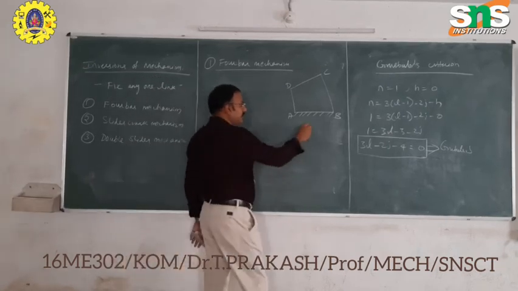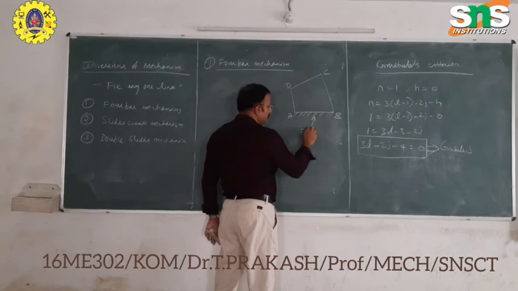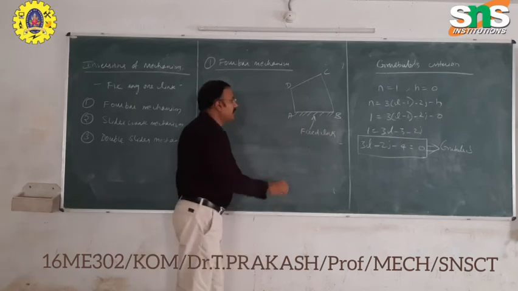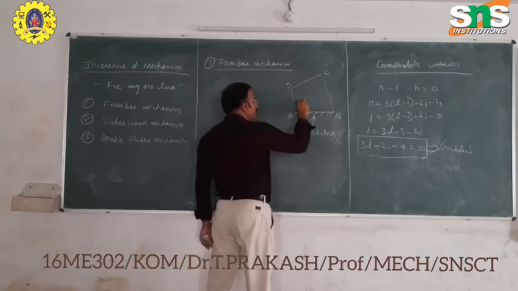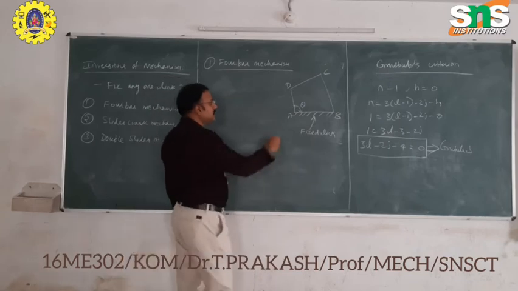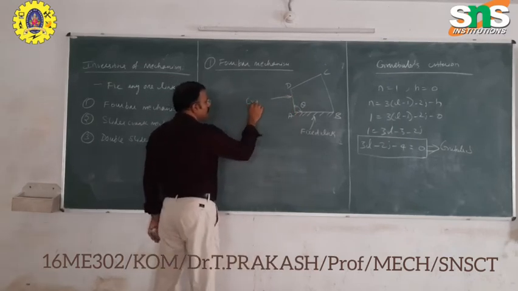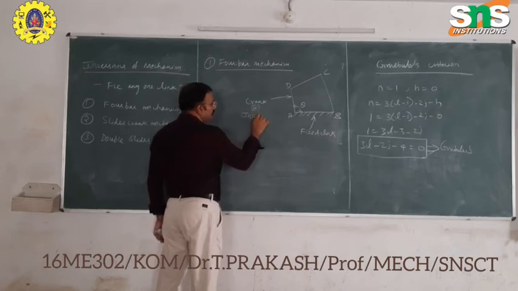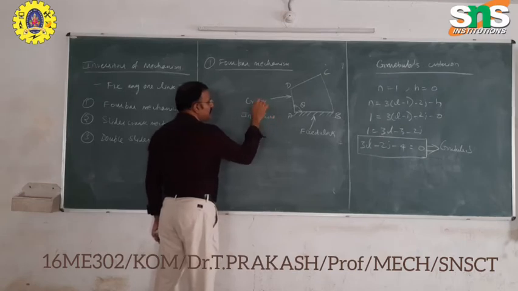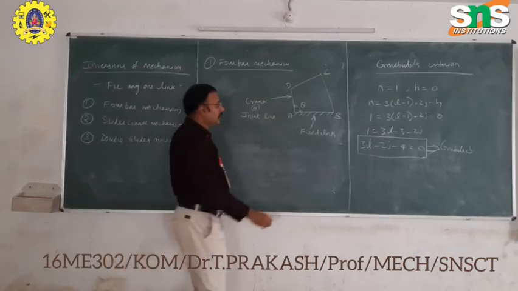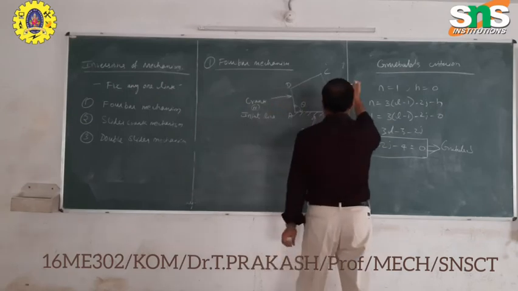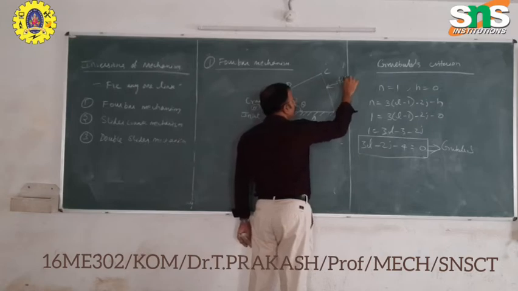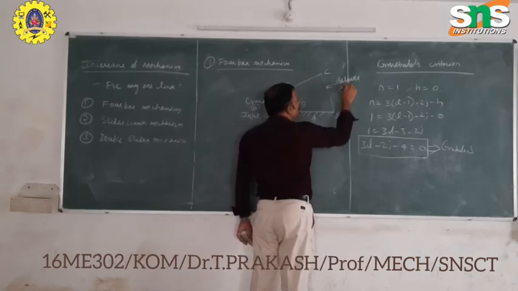It is called a fixed link. When you fix a link, it is called a fixed link. And I am giving an input to one link. It is called a crank, or input link. When I am giving some input to one link, it is called a crank or input link. And if there is an input, there will be an output. Therefore, if we get output from the other link, it is called a follower or output link.